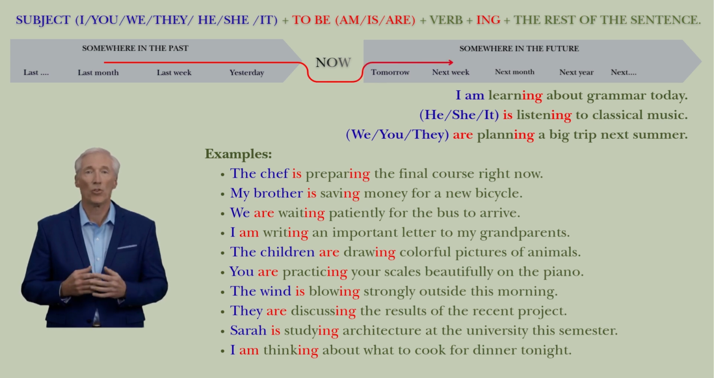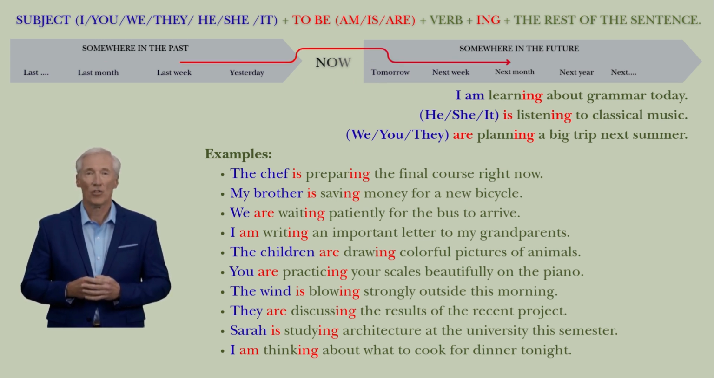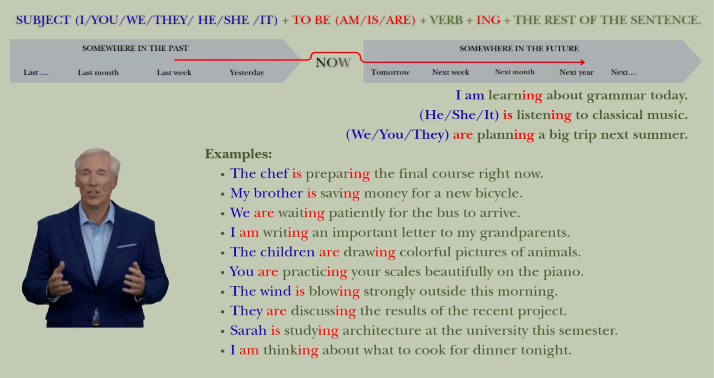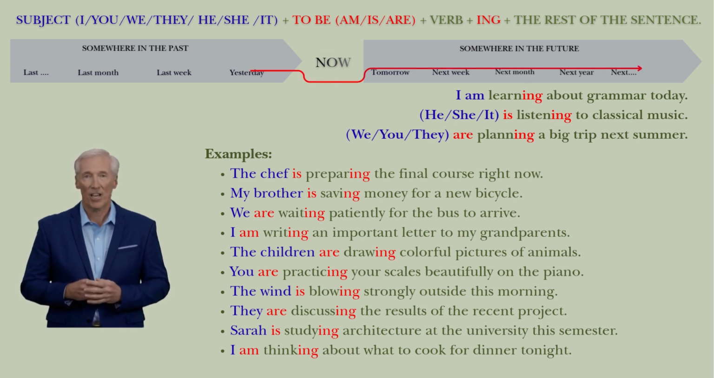I am learning about grammar today. He, she, it is listening to classical music. We, you, they are planning a big trip next summer. Examples: the chef is preparing the final course right now.